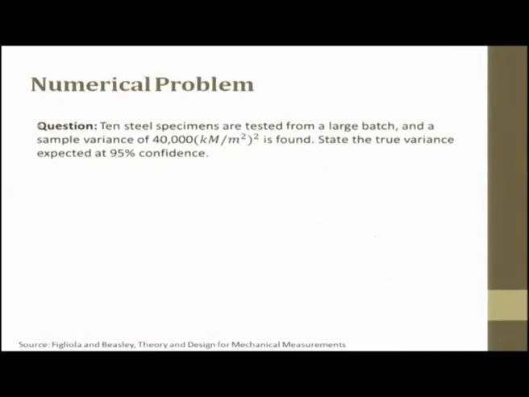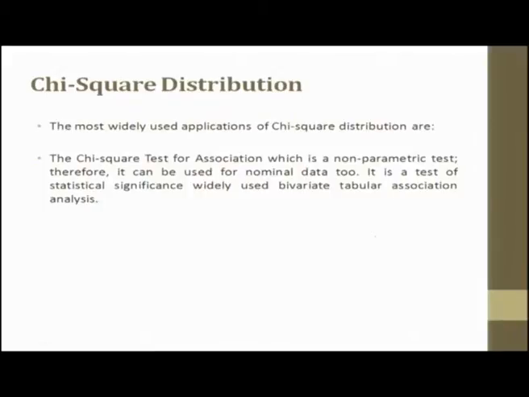So, before taking the example, I would like to tell you the significance of the chi-square distribution. Chi-square distribution is most widely used for the test of associations, which is a non-parametric test. Therefore, it can be used for nominal data too. It is a test of statistical significance widely used for bivariate tabular association analysis. Typically, when we have a hypothesis where we need to see whether or not two populations are different in some characteristic or aspect, based upon two random samples, this test procedure is known as the Pearson chi-square test.